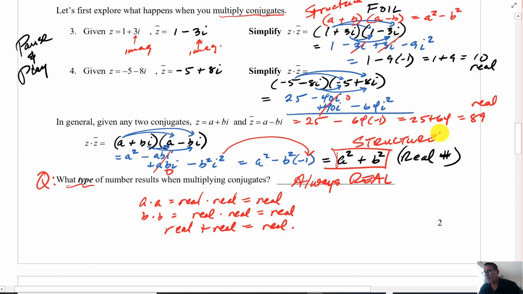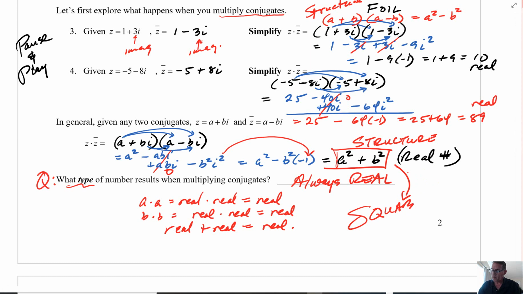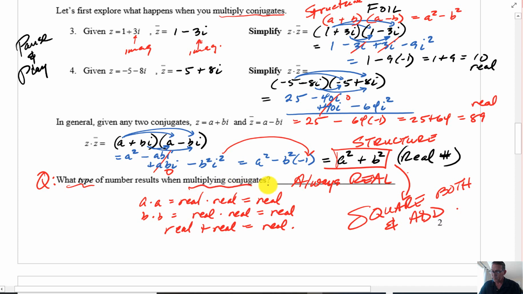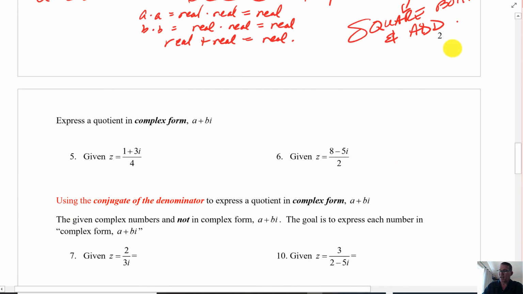That's the quick way to multiply conjugates. You just square both and add the results. Okay, that's how you multiply conjugates. Square both and add. Easy. Okay, so we're going to use that fact.